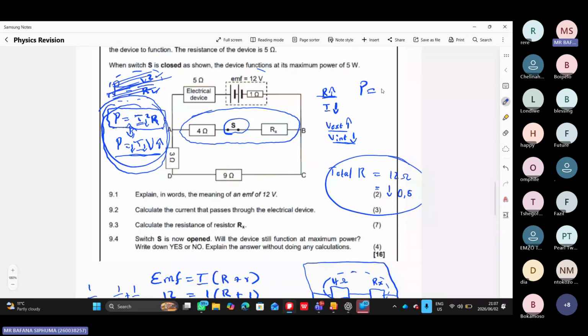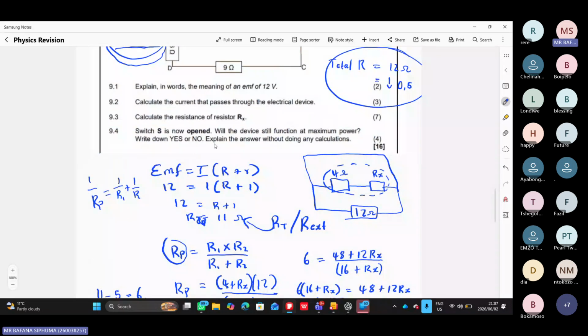So if I'm calculating the new power, maybe I have 12, which is my resistance, multiplied by 0.5, which is my new current, maybe I'm going to get 6. But I think the power that we had was 5. Which means, in your explanation, will the device still function at its maximum power? Obviously, it's not going to function at its maximum power. So here you are going to say no.